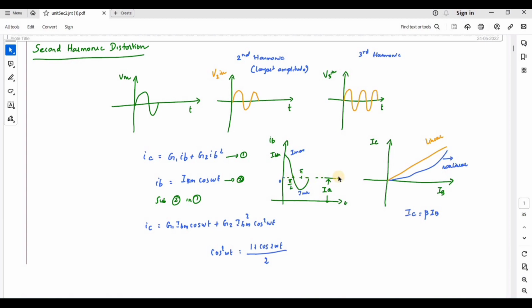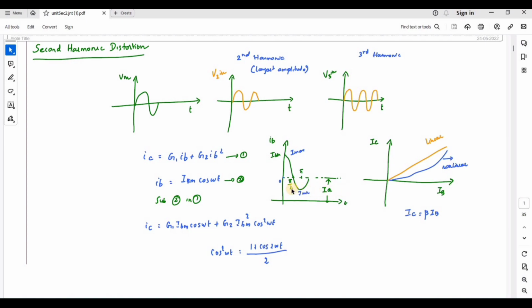Suppose this is your Imax and this is your Imin. If the DC point changes, this becomes 2 and this becomes 4. Suppose if IQ is 0, this is also 4 and this is minus 4. Suppose if this IQ value increases, this becomes 3 and this becomes 5, minus 5. This is due to non-linearity.